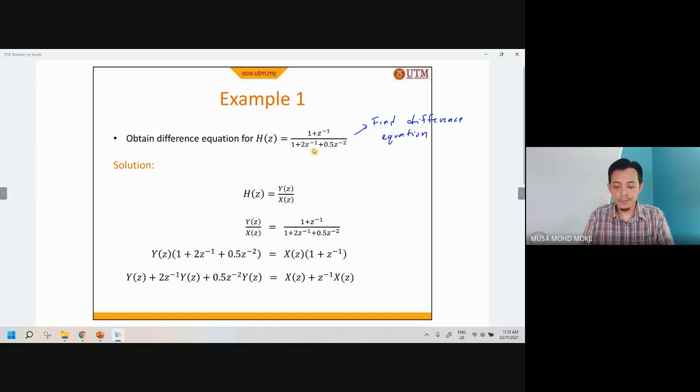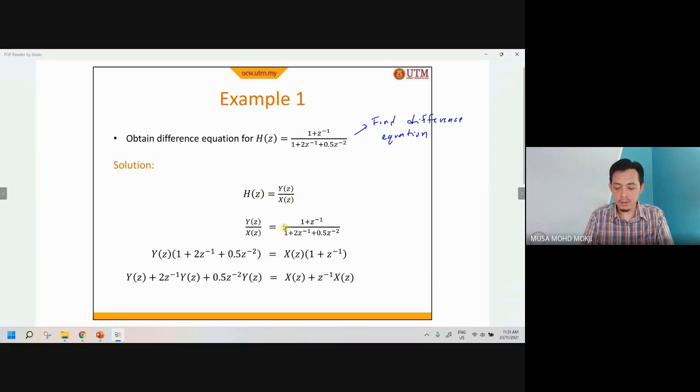Okay. So of course, this example is not from the impulse response, so it's already halfway. We already have the H(z). So then find the difference equation. So H(z), what is H(z)? H(z) is just Y(z) divided by X(z).